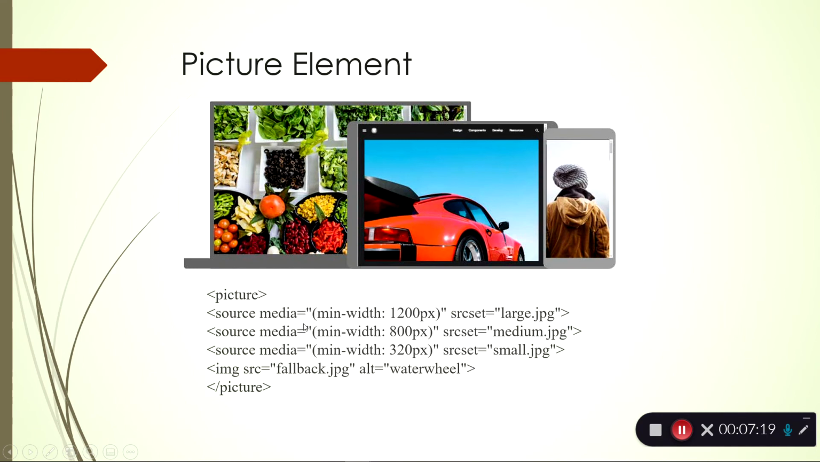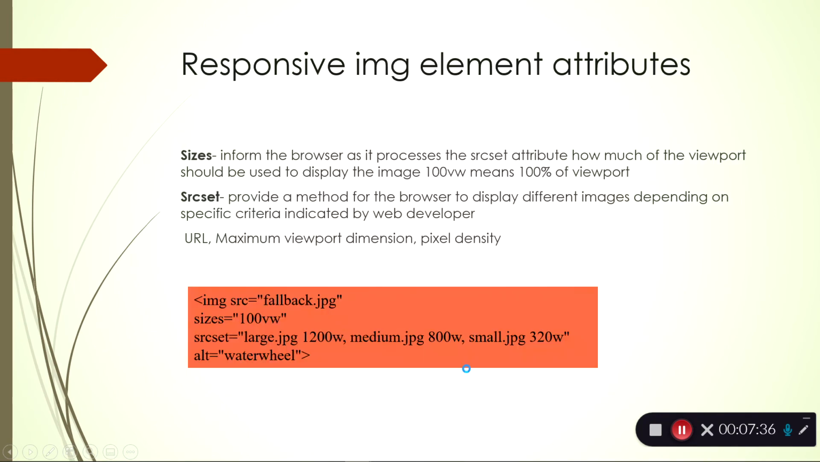In media, you will specify what is the size that we want to use and what is the image for that particular size that we want to display. And this one is the last one. The image tag will have the default image. So for any size, the default image will be given in the image tag.